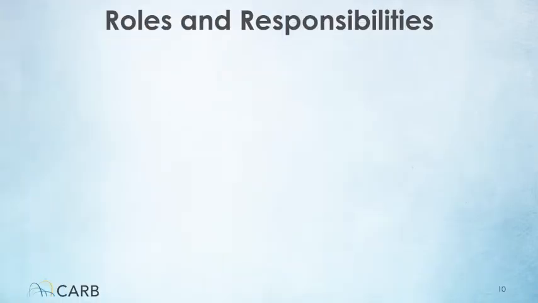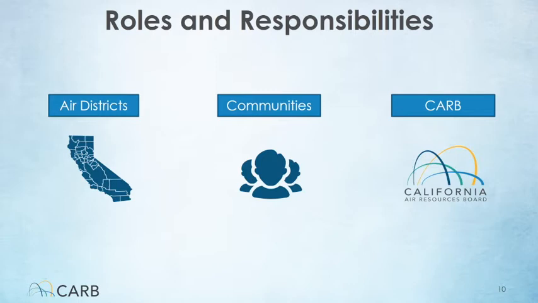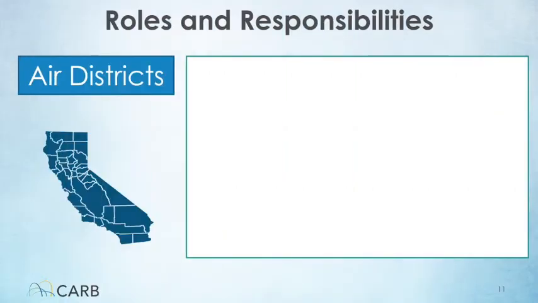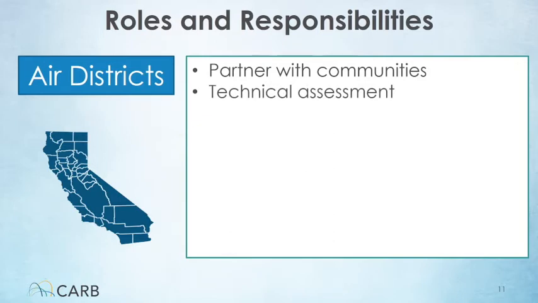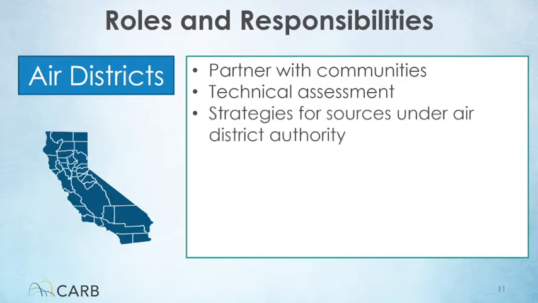A successful community emission reduction program requires collaboration from a wide range of stakeholders, but air districts, community members, and CARB have core roles and responsibilities central to the process. The local air district has the lead role in partnering with the community to develop and implement the Community Emissions Reduction Program. They are also responsible for technical assessments of air pollution in the community and for providing strategies for sources under their authority, like refineries, factories, wood smoke, and other local sources.